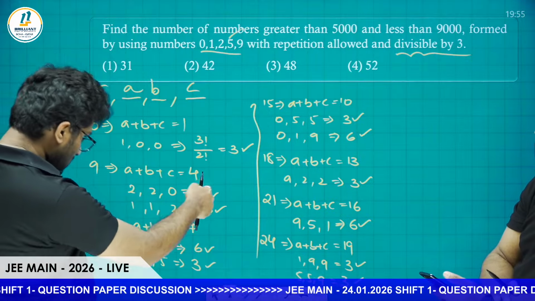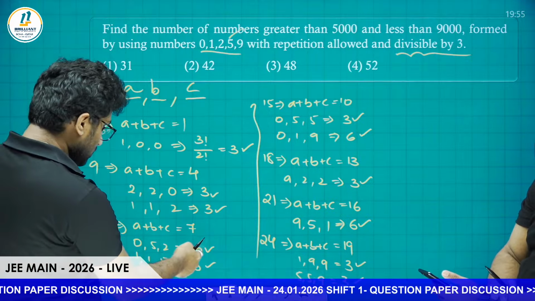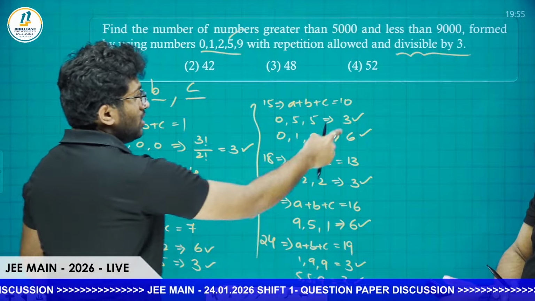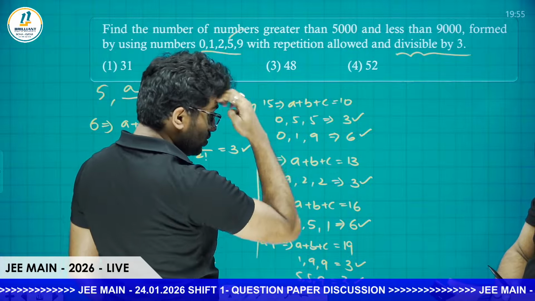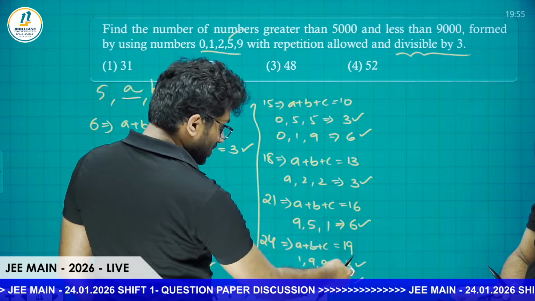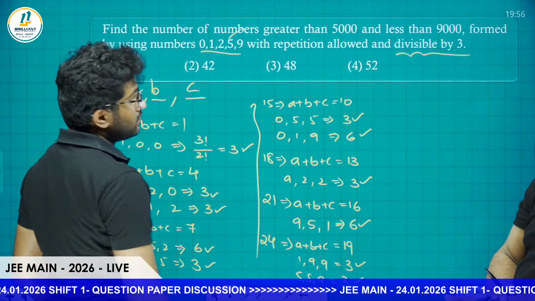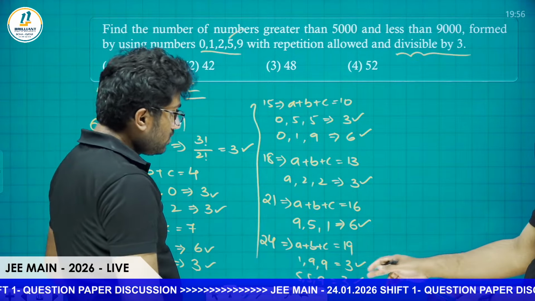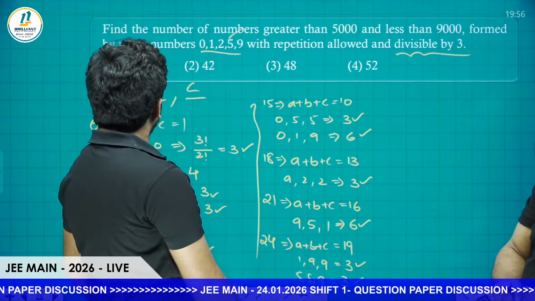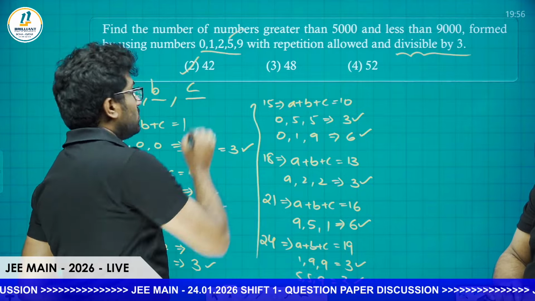So this is 3 plus 3, 6, 9, 9 plus 6, 15, 15 plus 3, 18, 18 plus 9, 27, 27, 30, 36 plus 9, 45. 36 plus 6, 42. Correct answer. Answer is 42.